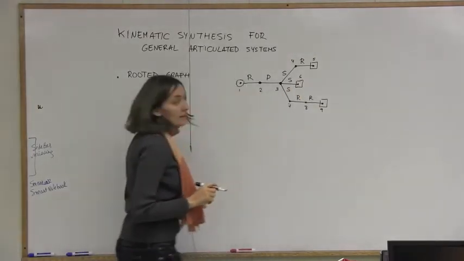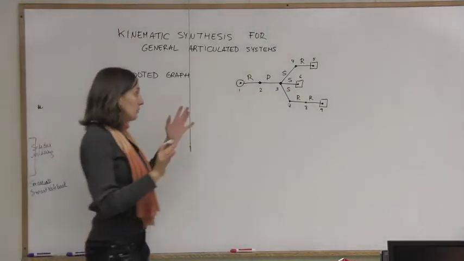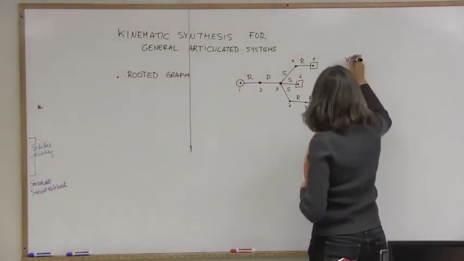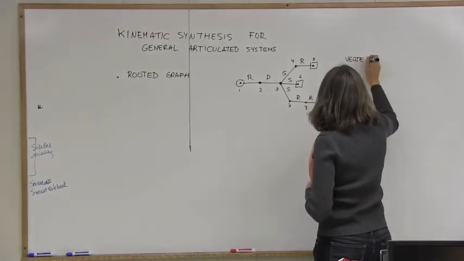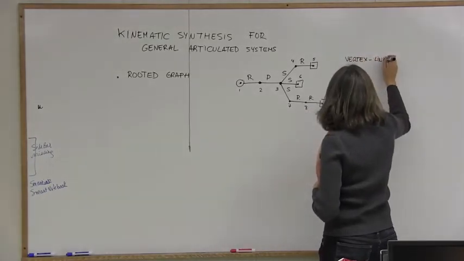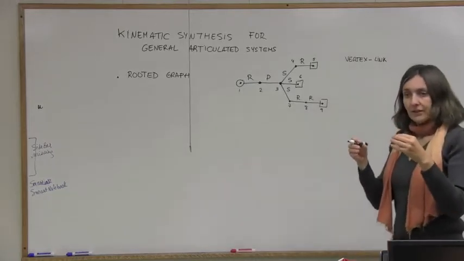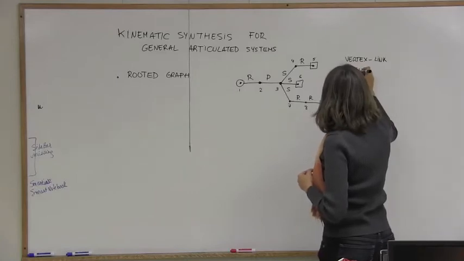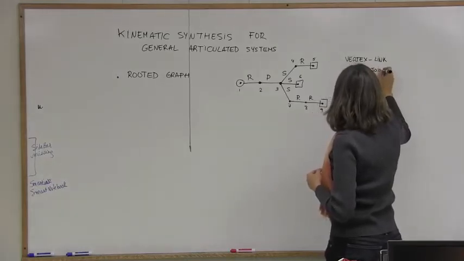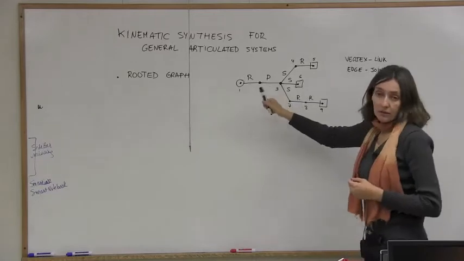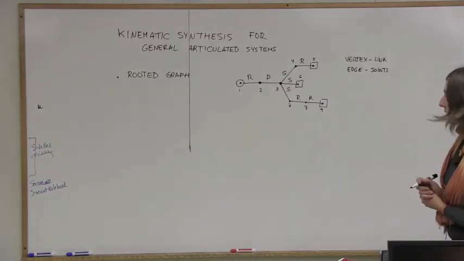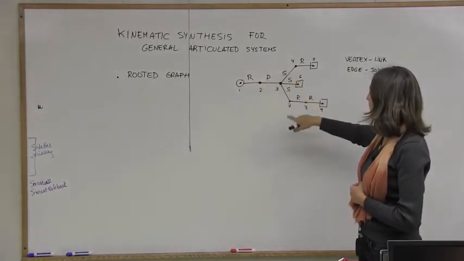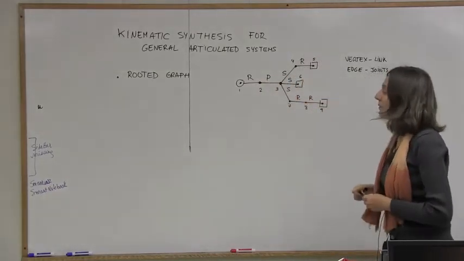So remember, the vertices correspond to the links. A vertex is equal to a link, so it's our physical part from one joint to the other. The edges represent the joints, and we need to state what type of joint we have, and that's what the letters correspond to. So these are revolute, prismatic, spherical, spherical, spherical, revolute, revolute, and revolute joints.